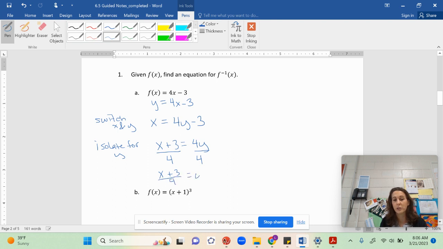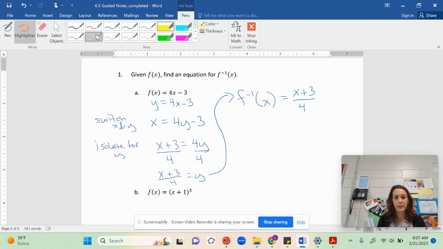And that is the inverse function, but we want to use the correct notation. That would be f inverse of x. We find the inverse function by replacing that y with the new notation, which is the inverse of f. And so f inverse of x equals x plus 3 over 4. And that's it. These two functions are inverses, and this is our final answer, the inverse of that original function.